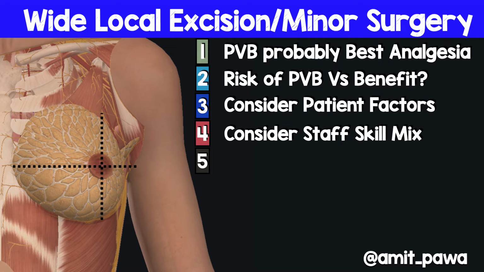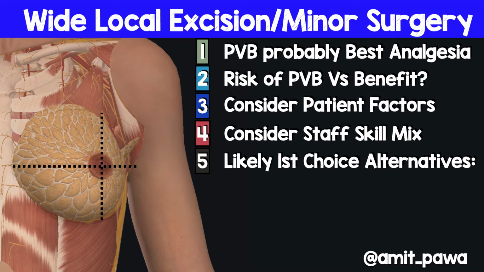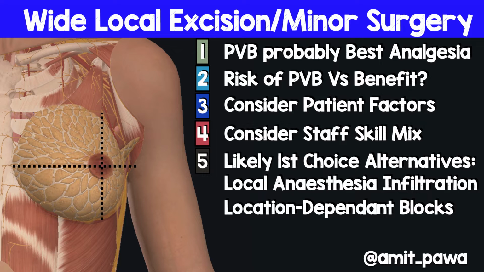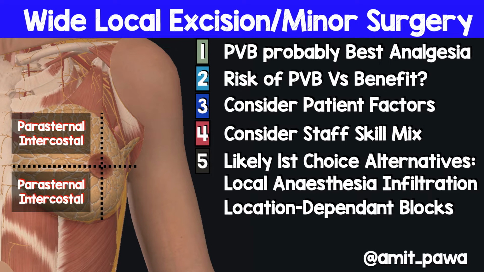You also need to consider the staff skill mix of the person who's going to be performing the block, as well as time and logistics. But there are some alternatives to doing a paravertebral block. It may be that you could manage with just local anaesthetic infiltration, or maybe you could do some location-dependent blocks. What do I mean by that?